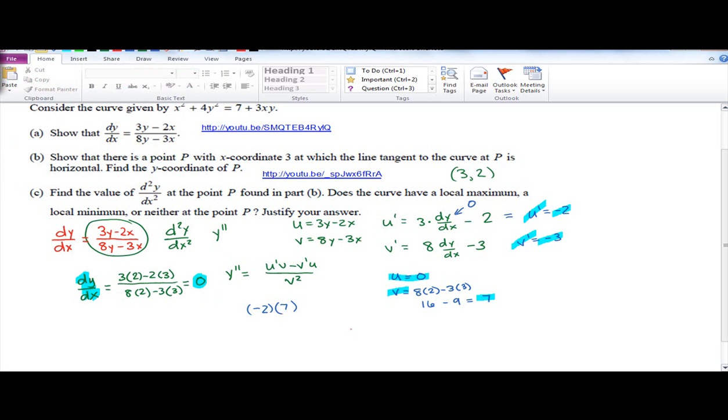Plugging everything in, U prime is negative 2 times V is 7, minus V prime is negative 3, U is negative 2, V is 7 squared. So we have negative 14 minus 6.